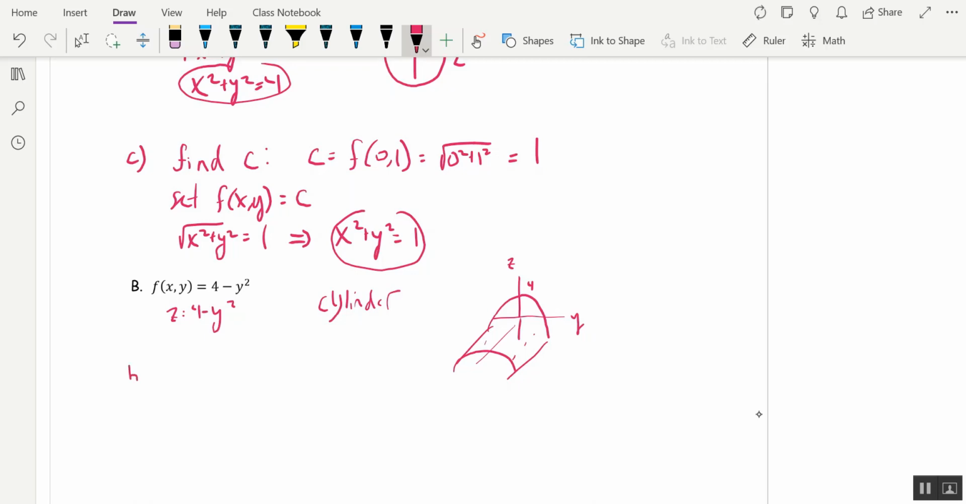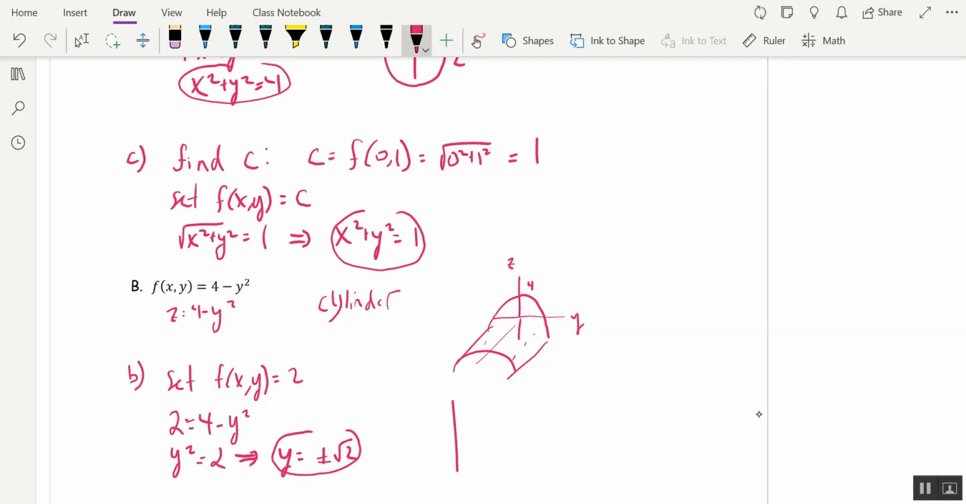So for part B, we want to find the level curves corresponding to C equal 2. So I set f of x, y equal to 2. So 2 is 4 minus y squared. So y squared is equal to 2. And that gives me two curves, y equal plus or minus root 2. If I wanted to graph those in the xy plane, that would be this curve and this curve. Up here is root 2. Down here is negative root 2. And this is y and this is x.